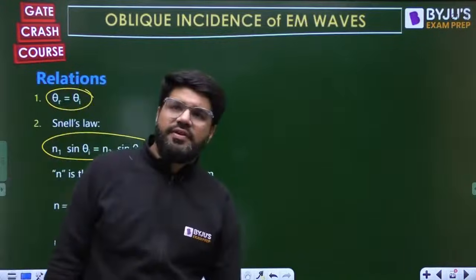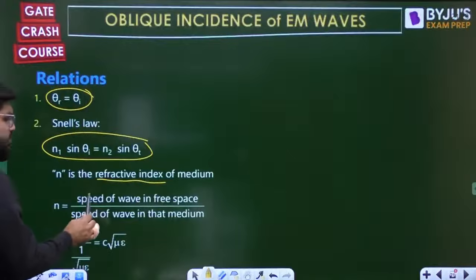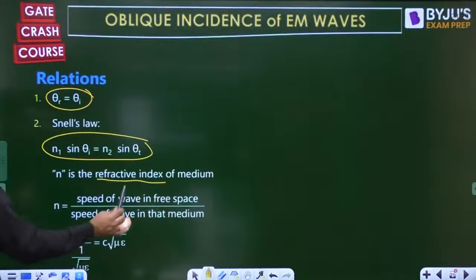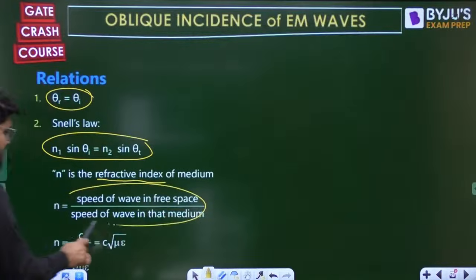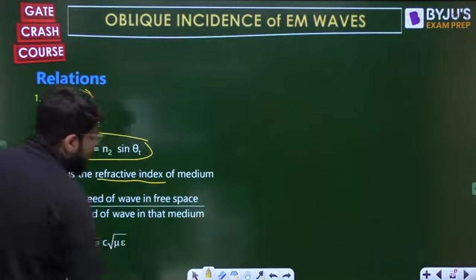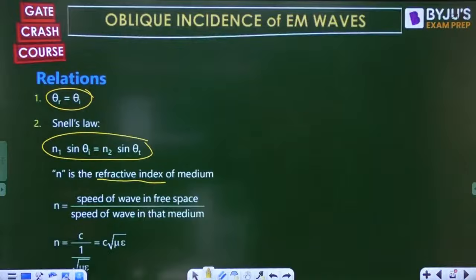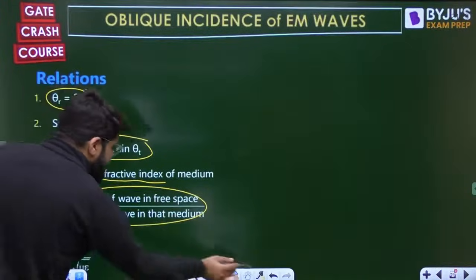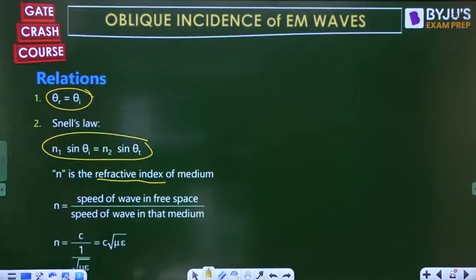The basic definition of refractive index is the speed of wave in free space divided by the speed of wave in that particular medium. So it is equal to c, the speed of wave in free space, divided by the speed of wave in any lossless medium, which is 1 upon root mu epsilon. So n is equal to c root mu epsilon.